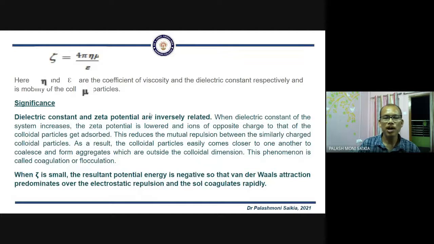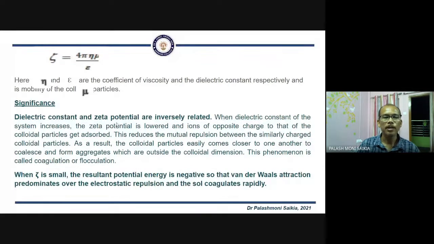They already have some charge, and because of the lower zeta potential, the counter ions will now be adsorbed, neutralizing their charge. If there is some zeta potential, the counter ions will simply form an EDL, but that EDL will now be lost. The counter ions will simply come and neutralize the colloidal particle. There will be no electrostatic repulsion, so the colloidal particles will come closer. They will aggregate into something bigger than the colloidal dimension, and that means they will undergo coagulation or flocculation.